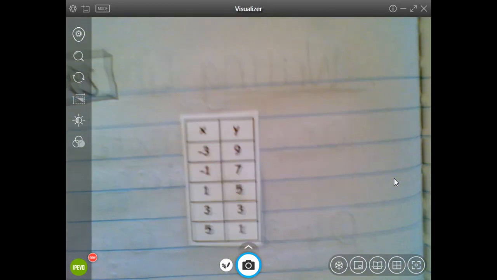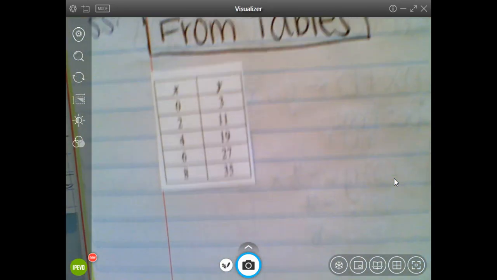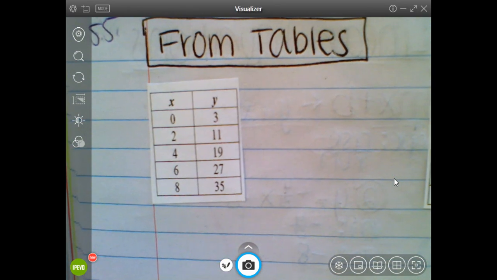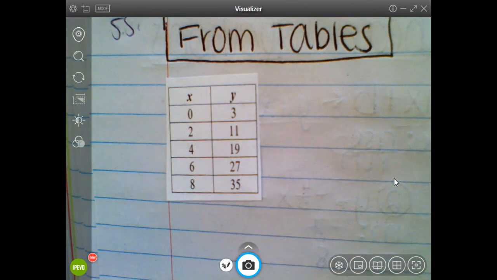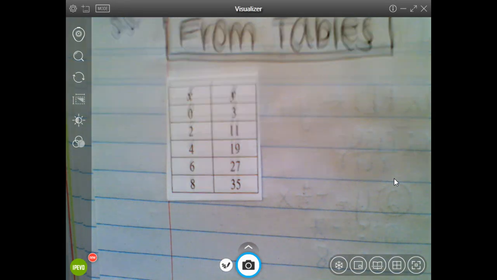The last two ways that they can have you do this is from tables and from points. And now these are the exact same method. So I'm only going to do 2 tables and 1 point, and that's it. Okay, so you guys are doing great.